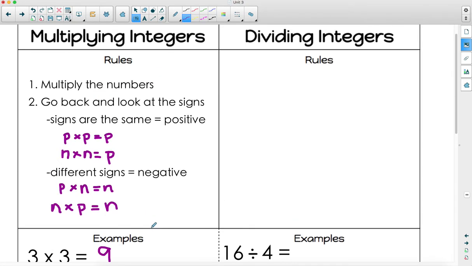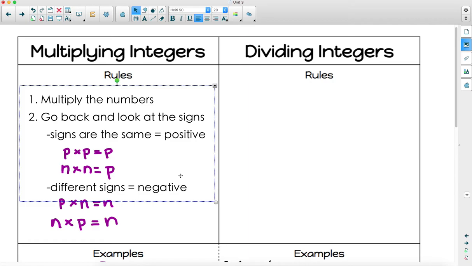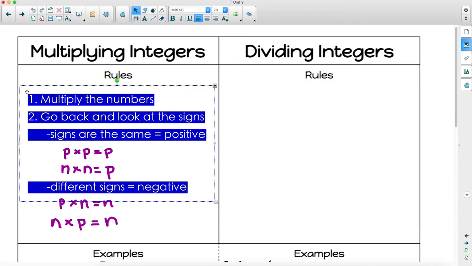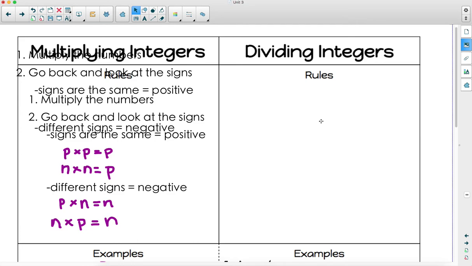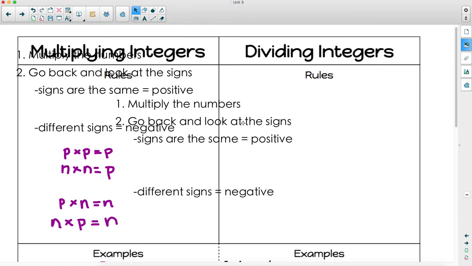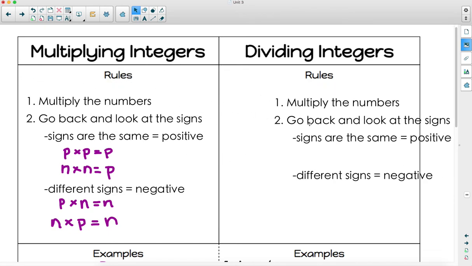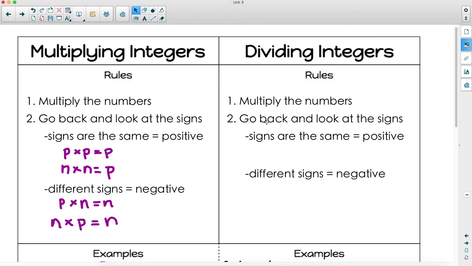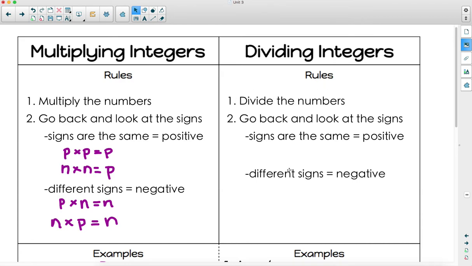Okay, so now we're going to talk about dividing. And if you thought multiplying was pretty simple, then dividing should be too. So what I'm going to actually do is just copy these rules and paste them over on the division side. Oh man, that didn't work as nicely as I wanted it to. We're just going to go back here, and I'm just going to change number 1 to say divide the numbers. And everything else is the same.